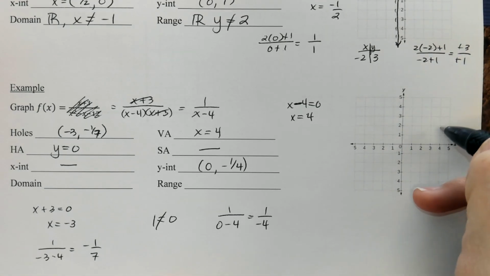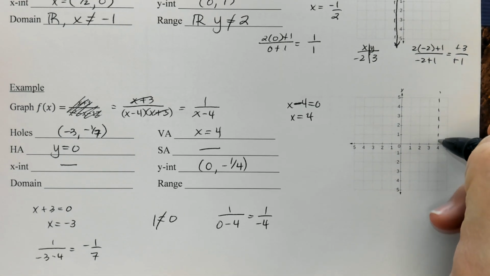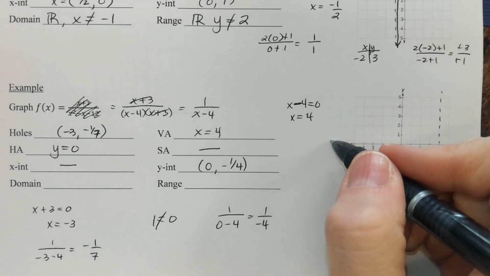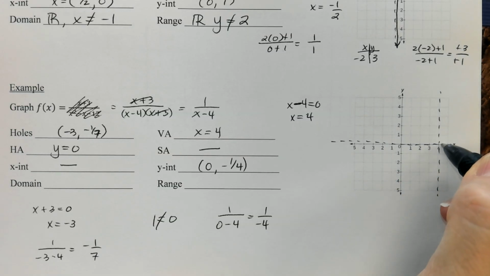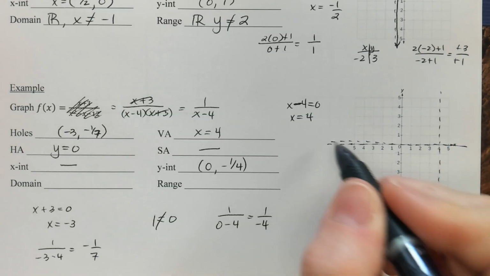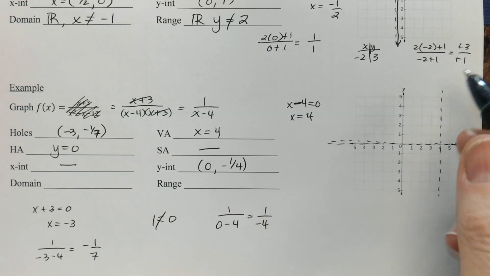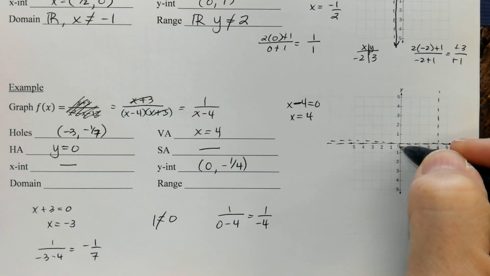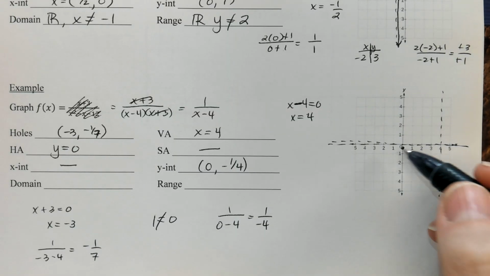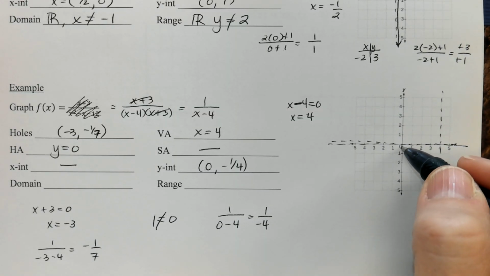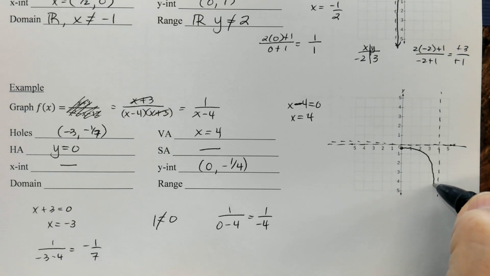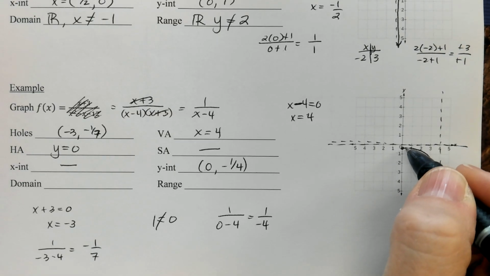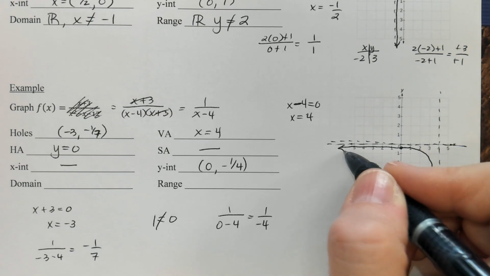I've got a vertical asymptote at 4. I've got a horizontal at 0. Oops, missed that. I've got a y-intercept at 0 and then -1/4, so tiny. And that's really all I need for this half because I'm just going to try and get close to an asymptote, and I'm forced to go that way. And this one's just going to get close to the asymptote.